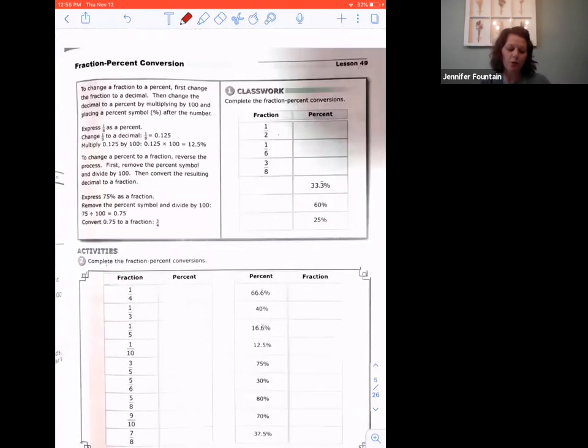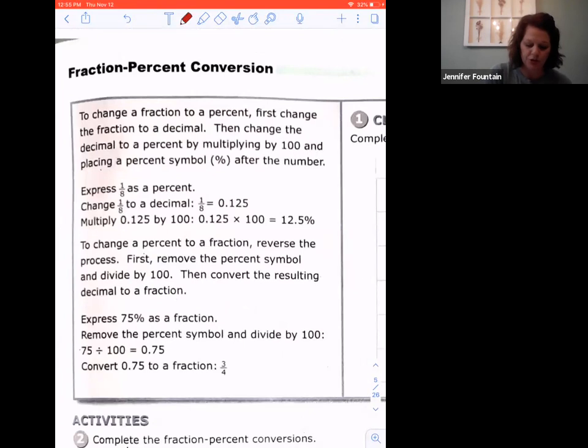Okay, so we are going to start with lesson 49. We are dealing with fraction percent conversions. So lesson 49 says to change a fraction to a percent, first change the fraction to a decimal. So that's going to be the first thing that you need to do. Then change the decimal to a percent by multiplying by 100 and placing the percent sign after the number. So that's the second thing you do. First, change your fraction to a decimal, then change the decimal to a percent.